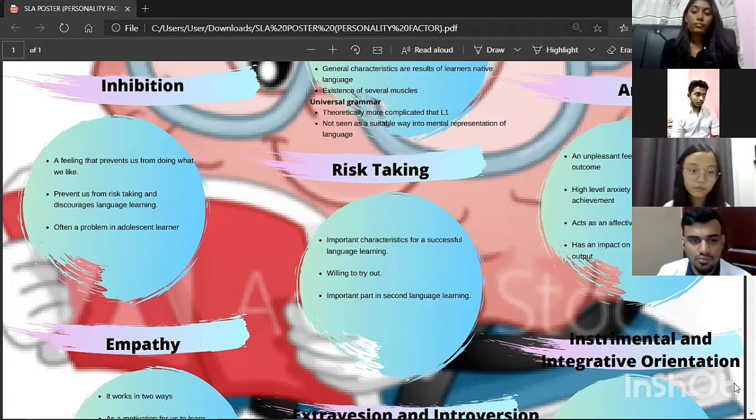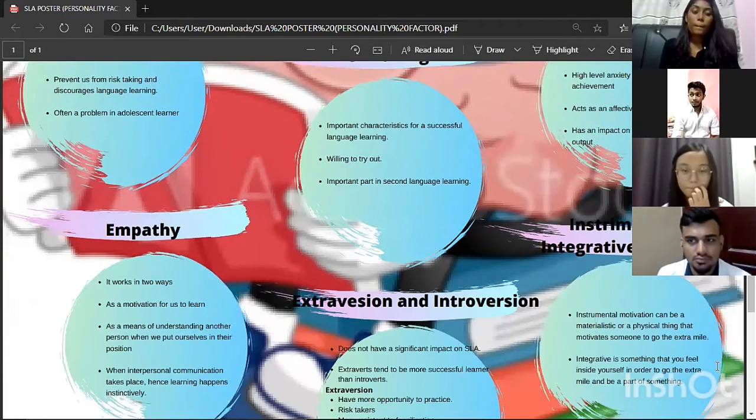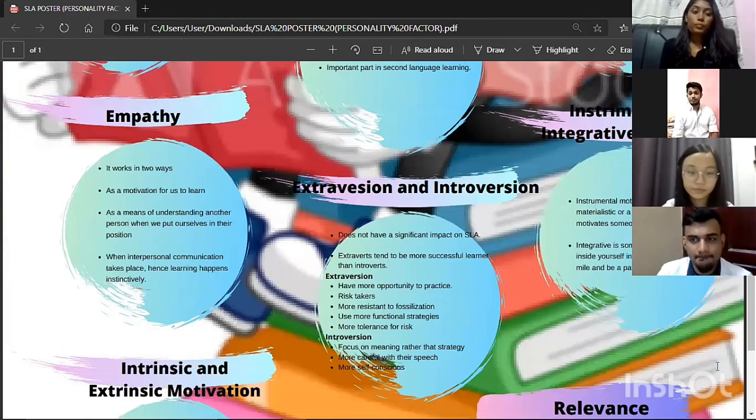My name is John Matthew, and I'll be talking about empathy and how empathy is a factor affecting our language learning and acquiring. It works in two ways, madam. Number one, as a motivation for us to learn. Number two, it's a means of understanding another person when we put ourselves in their position.